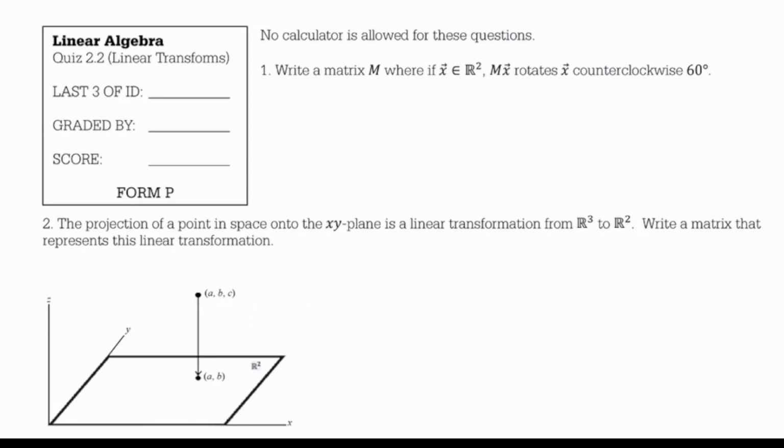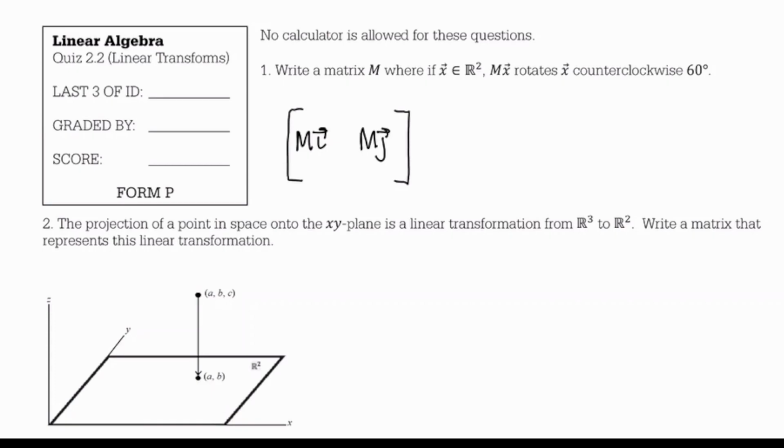Alright, so we're going to start off by writing a matrix M, where if x is a two-dimensional vector, M times x rotates x counterclockwise 60 degrees. So we're basically writing a transformation matrix. What we want to think about is what happens when I do M times i. That'll be the first column. And whatever happens when I do M times j will be the second column.